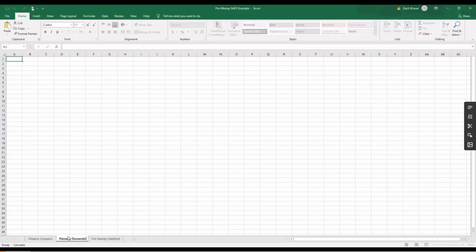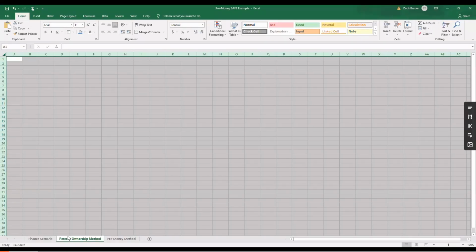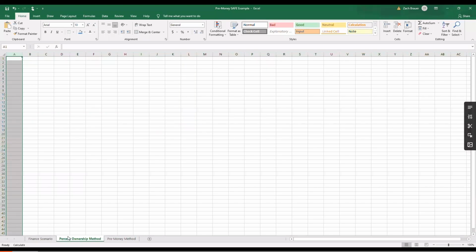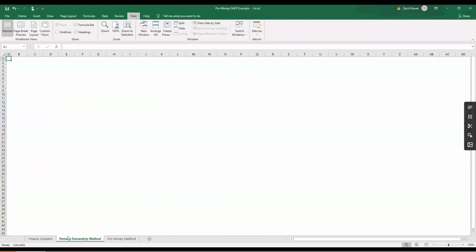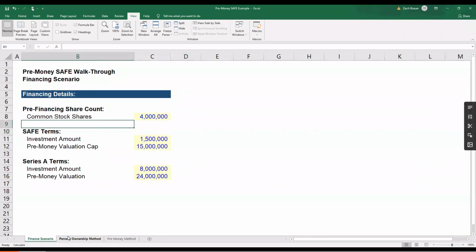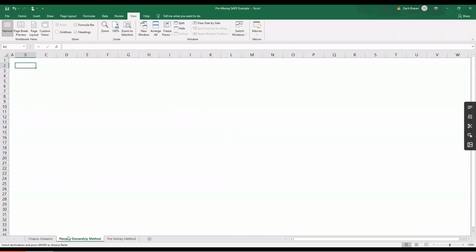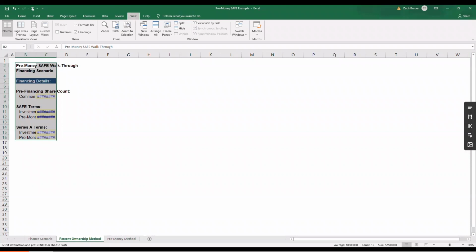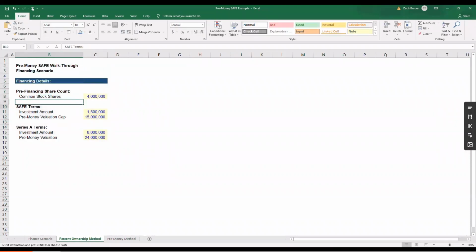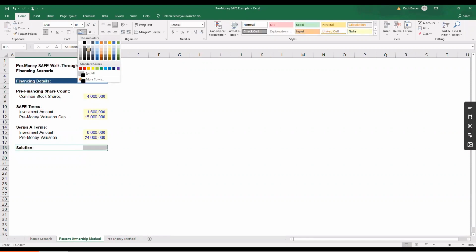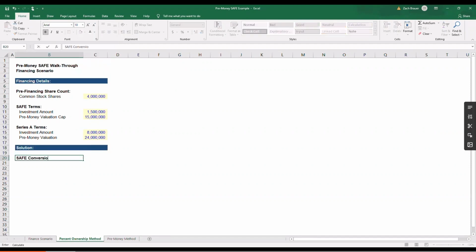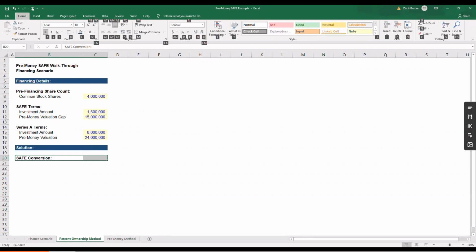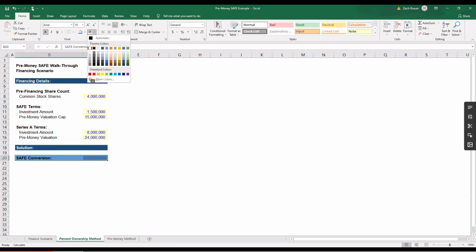So the first thing I'm doing here is teeing up the format for the tab I will be working in and dropping in the information from my financing scenario tab. As you can see, the safe we are using here is $1.5 million invested with a pre-money valuation cap of 15 million. And then the Series A causing the safe to convert will be 8 million invested on a pre-money valuation of 24 million.